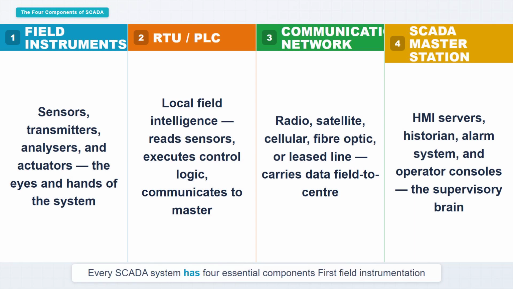Every SCADA system has 4 essential components. First, field instrumentation: sensors, transmitters, analyzers, and actuators installed at the physical process. These are the eyes and hands of the system. Second, remote terminal units, or RTUs, and programmable logic controllers, or PLCs. These are the local intelligence at each remote site. They read sensors, execute control logic, and communicate upward.